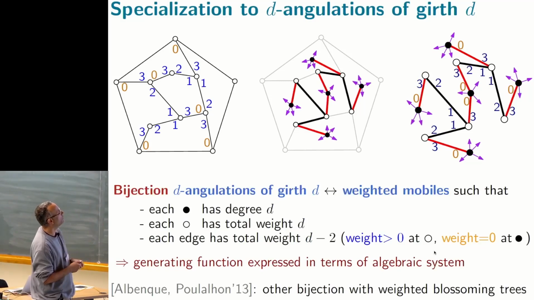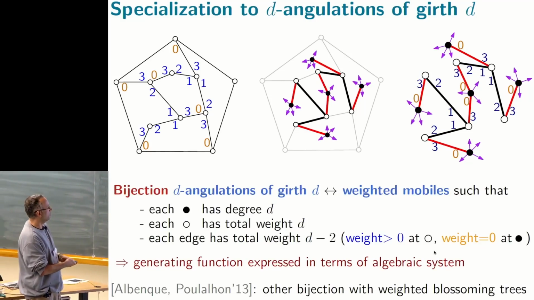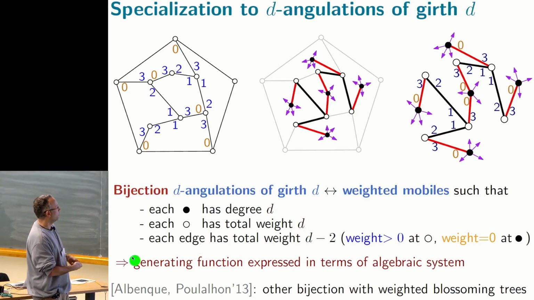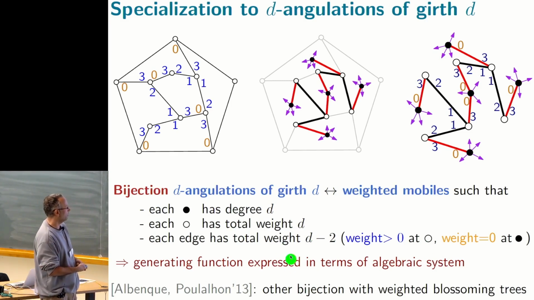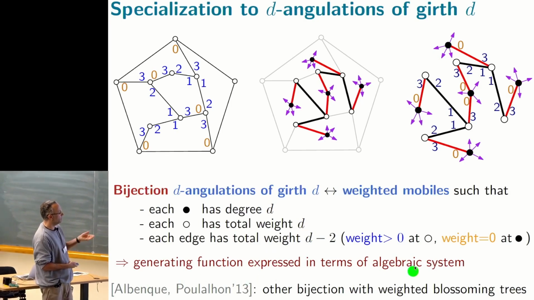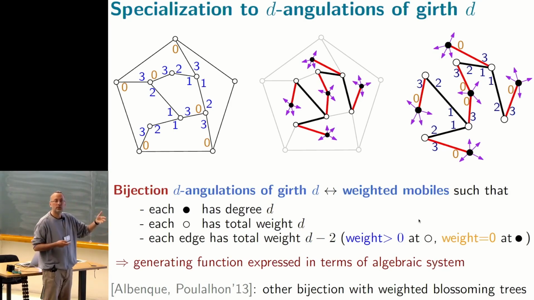And we can apply it to the d-angulations of girth d and obtain some models of trees with flows on the edges and some simple flow conditions at edges and at white vertices, which gives an algebraic expression for the generating function. And Marie Albenque and Dominique Poulalhon have another bijection with weighted blossoming trees, which is the extension of the Poulalhon-Schaeffer bijection.